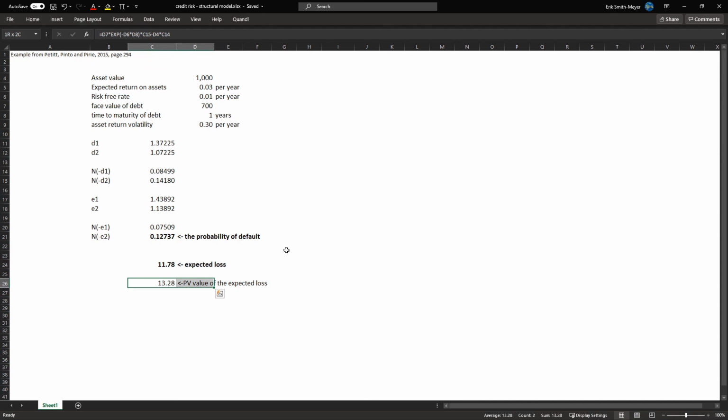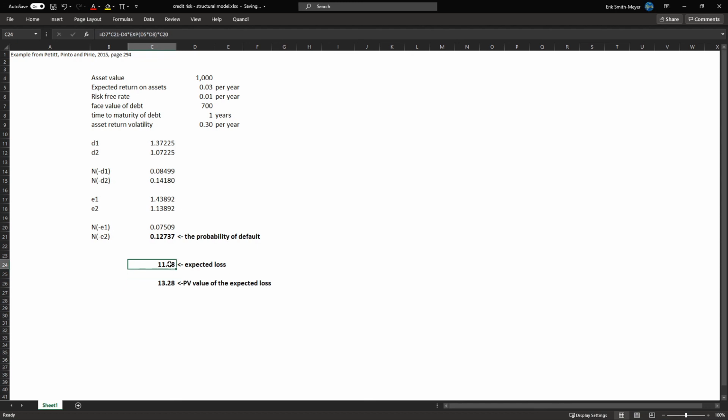The present value of the expected loss is quite interesting, because here you use the risk-neutral probabilities. So you take the face value of debt and discount it using the risk-free rate times the number of years, times N of negative D2, which we found here, and you subtract the asset value times N of negative D1, which we found here, and then you find the present value of the expected loss.